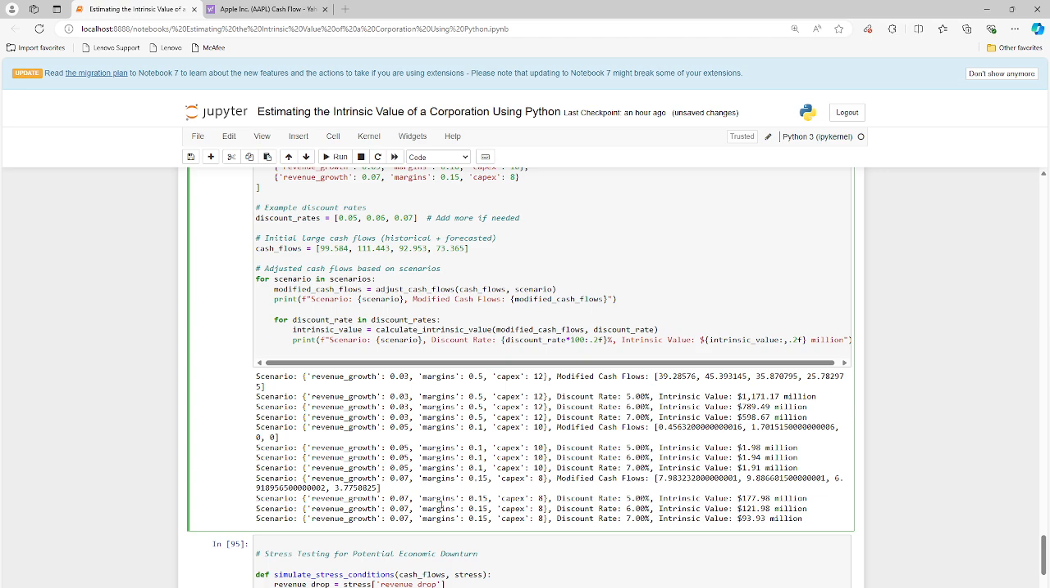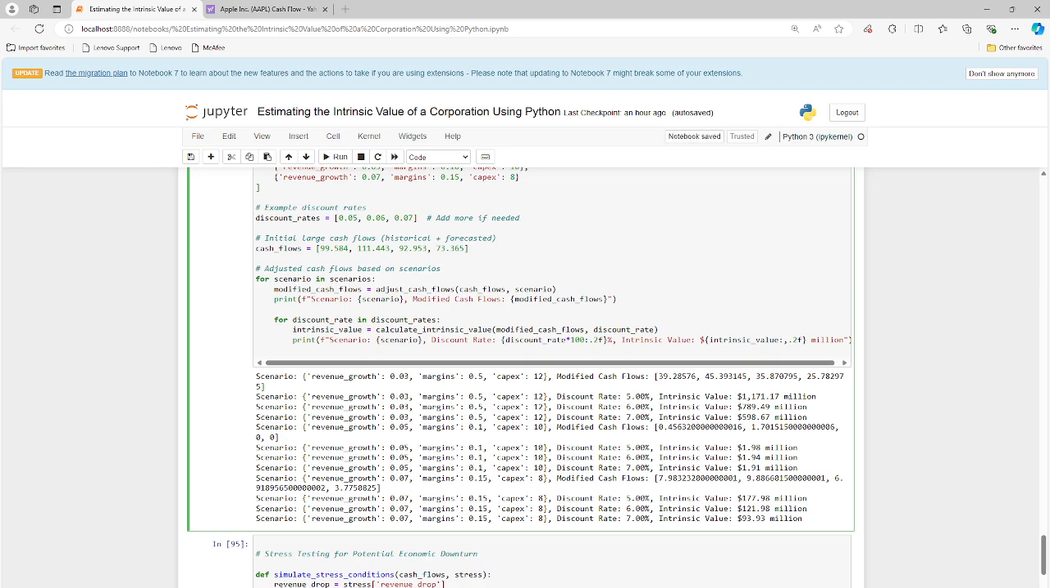So now we can see discount rate relative to the intrinsic value, and then the changing revenue growth and the margins and the CapEx. So this is nice because you can see everything simultaneously. So this is a very interesting type of view here. Let's look at one more type of analysis.